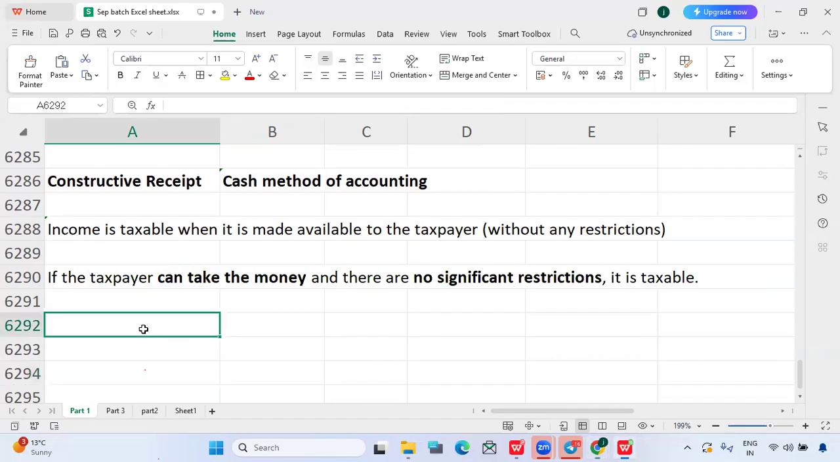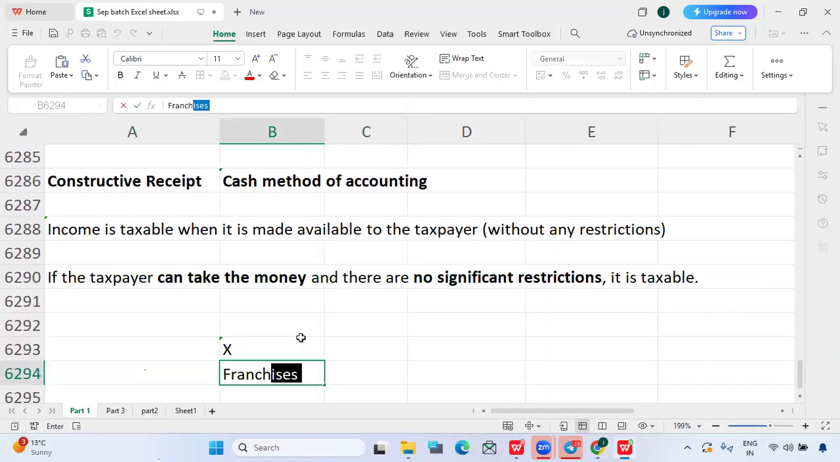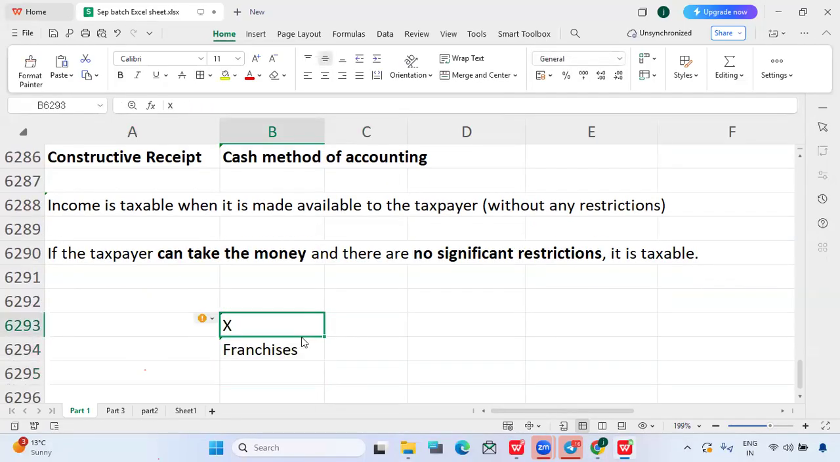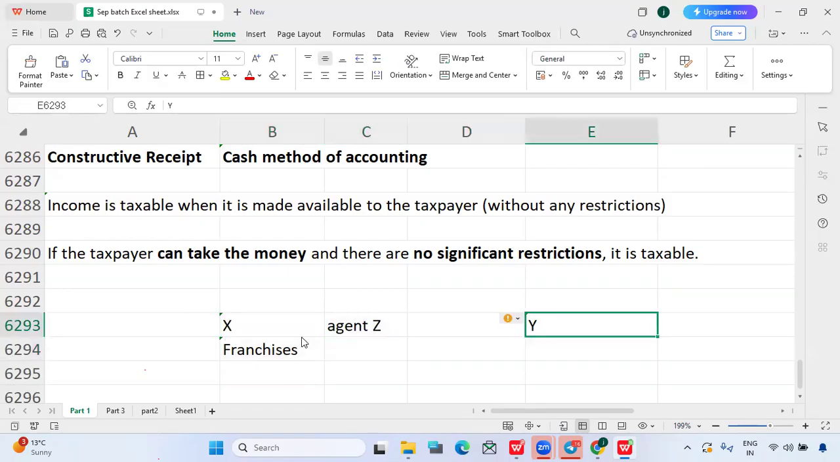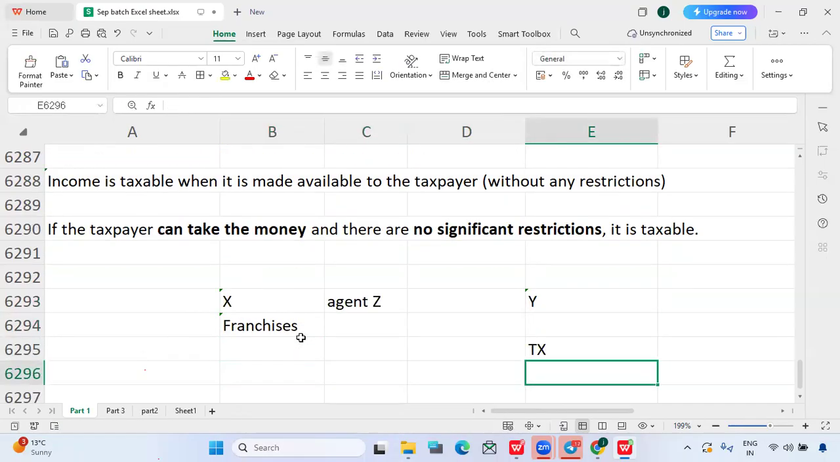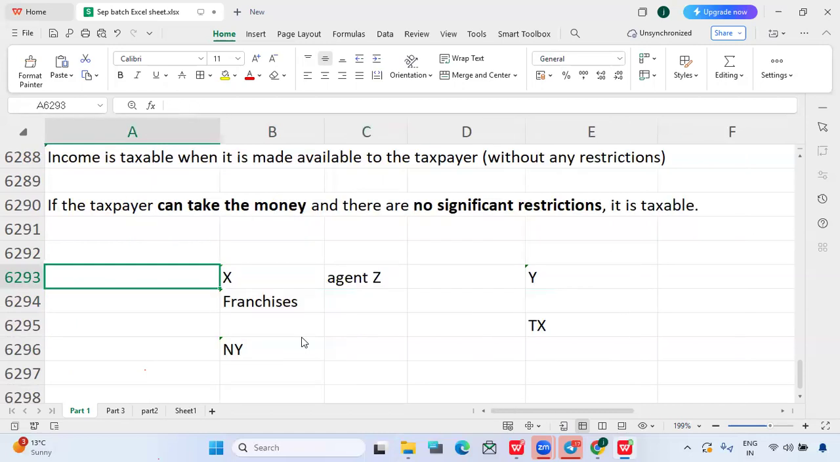And also, let's say we have Mr. X and he has some franchises. And also we have Y, he's our customer, our debtor, I can say. Now we have one person in between, Z, who is actually the agent of X, agent Z who works for Mr. X. Now X is in Texas and Y is in New York. The taxpayer will not go to New York to collect the money, so he sent Mr. Z to Mr. Y to collect the check.